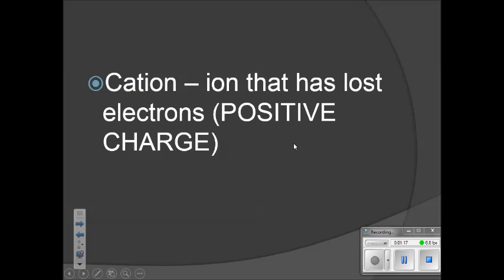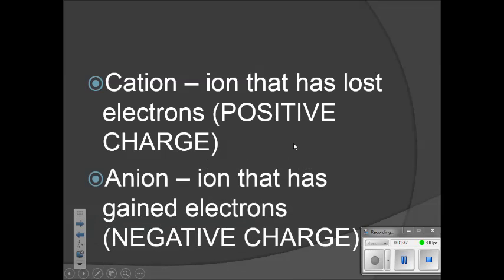Now, I need to make sure that you remember two terms from last year, and if you don't, make sure you commit these to memory. The first one is the term cation. A cation is a type of ion that's lost electrons, meaning it has a positive charge. So like Ca+2 would be a cation, or H+1 would be a cation. Anything with a positive charge is a cation, and the opposite of that is an anion. An anion is something that has gained electrons and therefore has a negative charge.